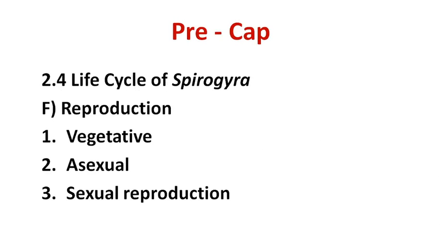In the next lecture we will see the life cycle of Spirogyra. Within that we will focus on reproduction. It is a very important topic. Spirogyra mainly reproduces by three different methods. We will see vegetative reproduction in Spirogyra, asexual reproduction in Spirogyra, and sexual reproduction in Spirogyra. We will see this in our next lecture. Thank you.